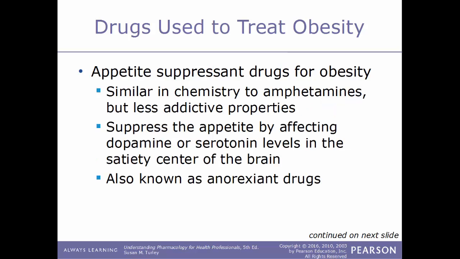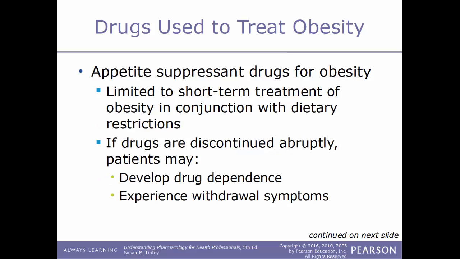When it comes to appetite suppressant drugs, these are similar in their chemistry to amphetamines, but obviously having less addictive properties. And they suppress the appetite by affecting the levels of dopamine or serotonin in the satiety center of the brain. These are also known as anorexiant drugs. Now these are limited to short-term treatments of obesity in conjunction with dietary restrictions. So you can't just rely on appetite suppressant drugs. There has to be other forms of treatment in conjunction.